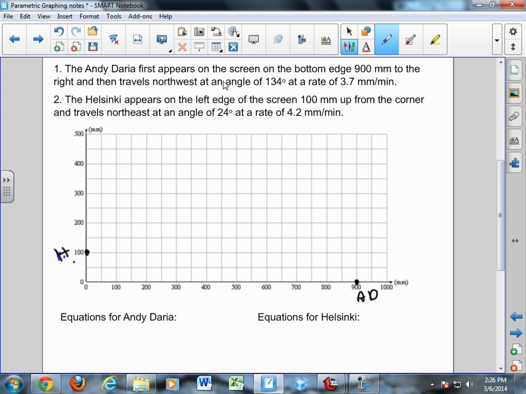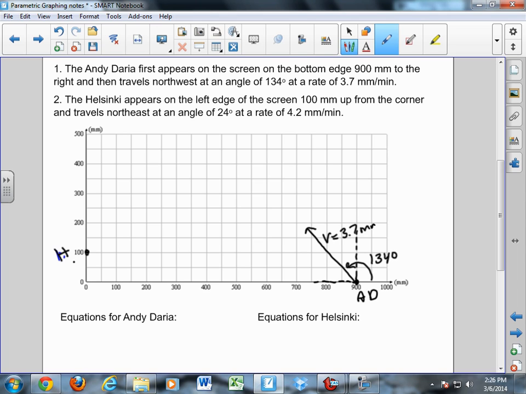The Andy Adaria travels northwest at an angle of 134 degrees at a rate of 3.7 millimeters per minute. So if this is straight north, 90 degrees, and this is straight west, 180 degrees, 135 degrees is almost exactly in the middle. 135 would be halfway between 90 and 180, but this would be 134 degrees. And then our initial velocity is 3.7 millimeters per minute.